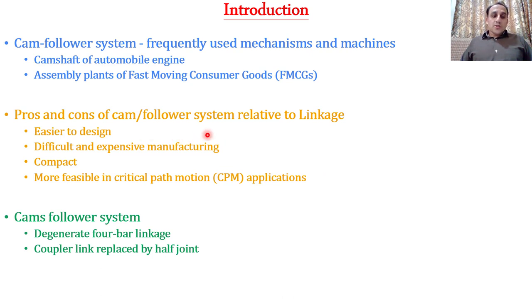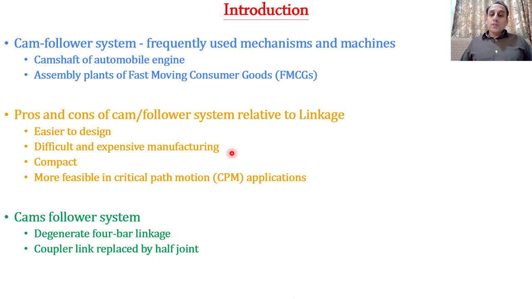As far as manufacturing is concerned, and the price of manufacturing, the cam follower mechanism is difficult to manufacture, and the manufacturing of the cam follower mechanism is expensive. Once again, we are talking with reference to the linkage. So as compared to linkages, the cam follower mechanism is difficult to manufacture and expensive to manufacture.